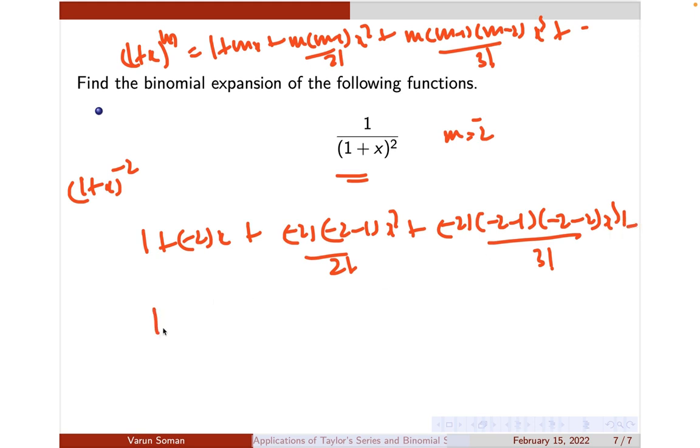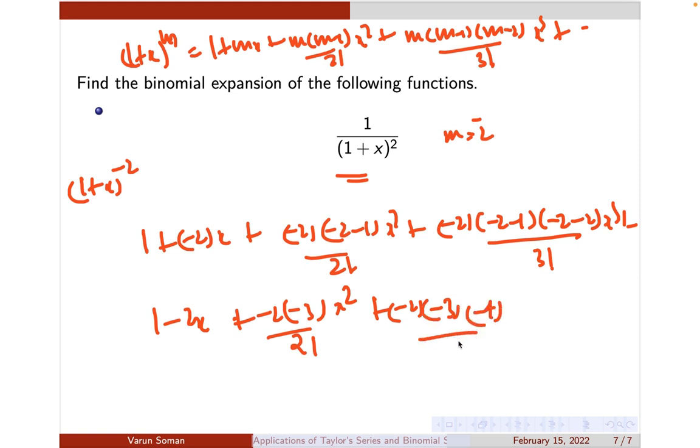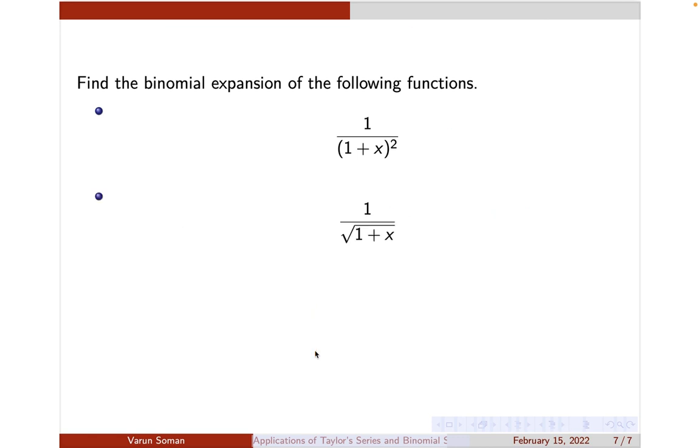So it is 1 − 2x, again plus (−2)(−3)/2! x², plus (−2)(−3)(−4)/3! x³ + etc. So this is the expression. Just simplify it, so that will be your required expression. Straightforward calculation, nothing new is there, just substitution itself. Okay. Similarly, I hope you can find the value of this also.